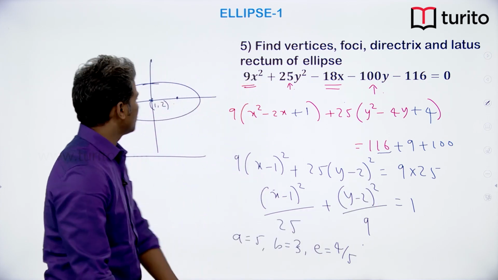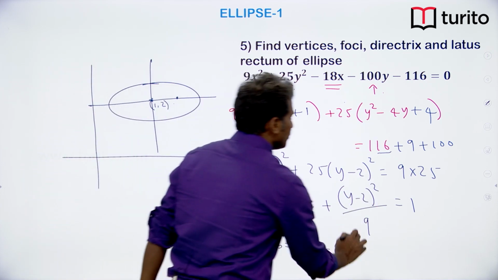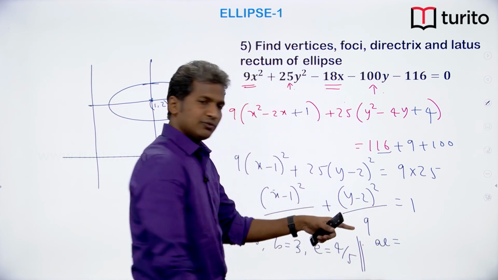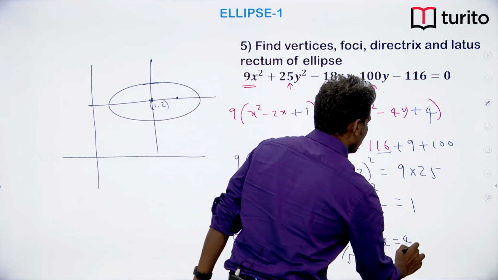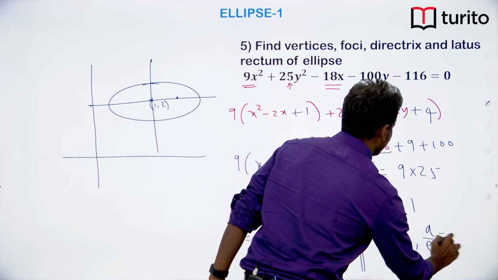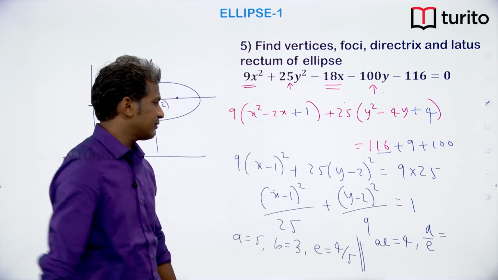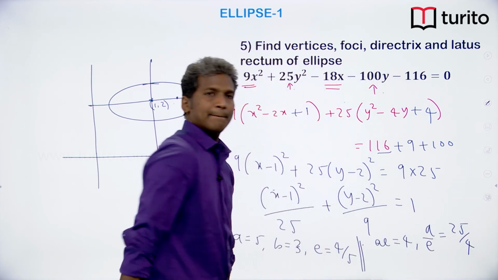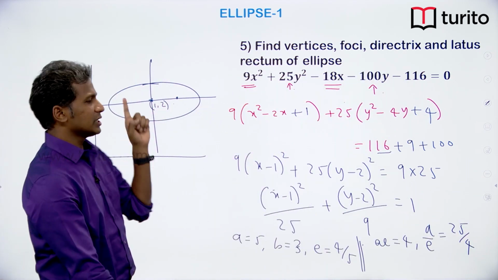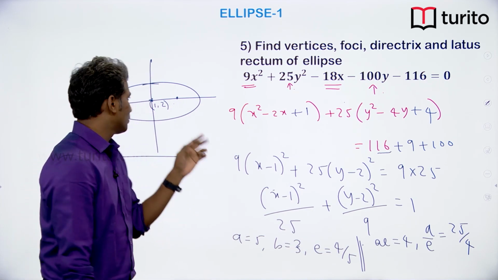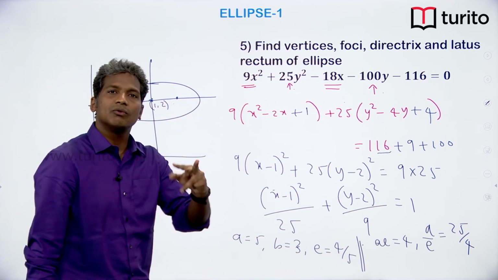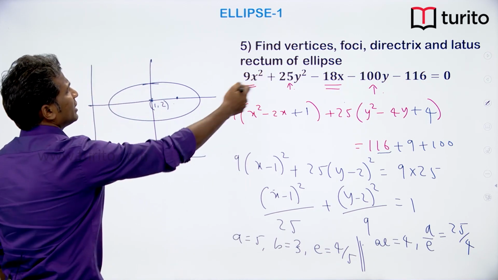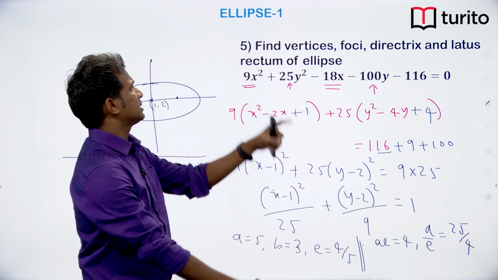Okay. So, what about ae? A into e becomes 5 into 4 by 5, which is 4. What about a by e? A by e becomes 25 by 4. Okay. Now, we know the setup. Focus must be ae comma 0, but because we shifted the center to 1 comma 2, 1 and 2 must be added. Okay. So, whatever is required we can directly calculate based on this idea.